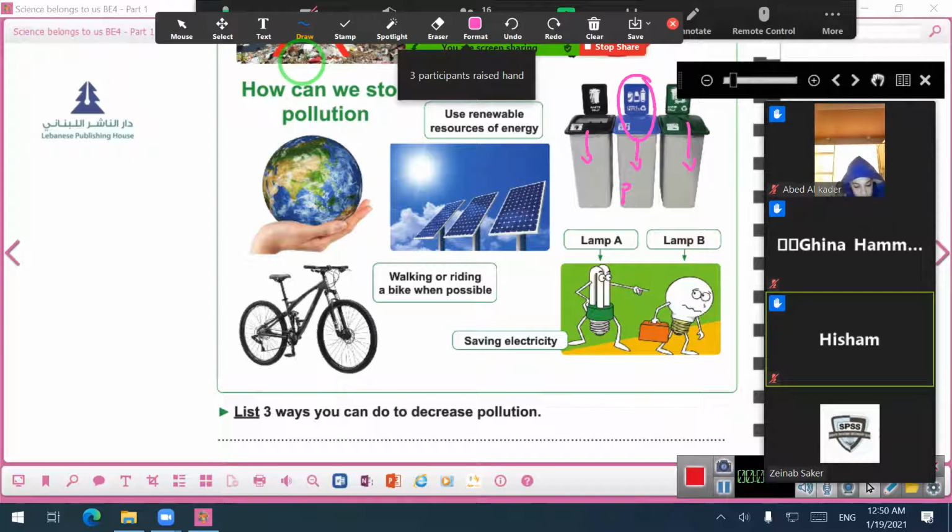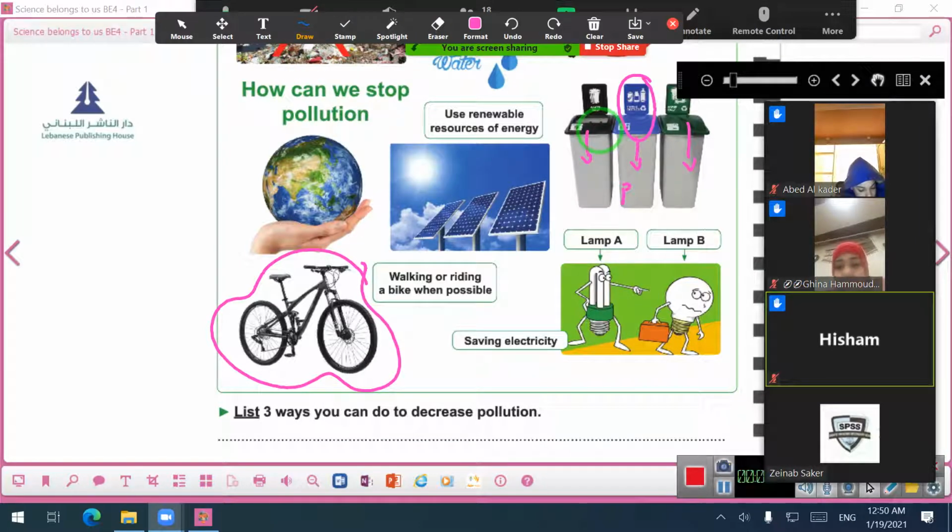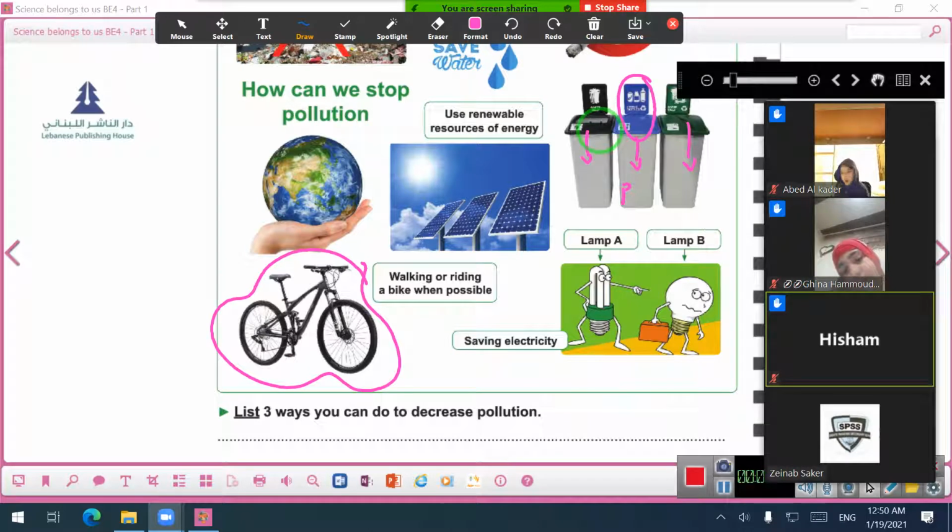I have here a bicycle, and next to the bicycle the author wrote walking or riding a bike when possible. For example, if I have a short trip, or I want to visit my cousin who is, for example, 20 meters far, do I use my car? Of course not. It is a short trip, so I can walk on the ground, or even use my bike instead of a car. In this way, we save energy and keep the air clean from car exhaust or smoking.